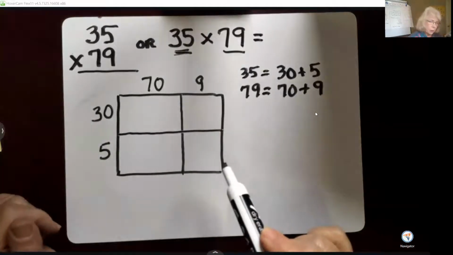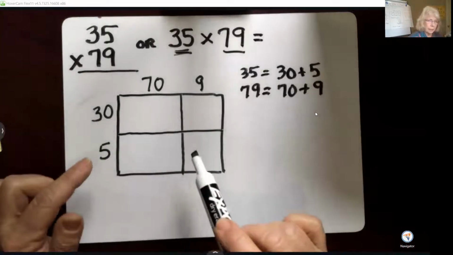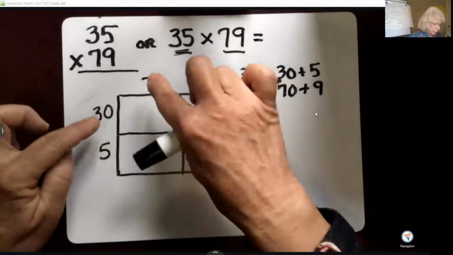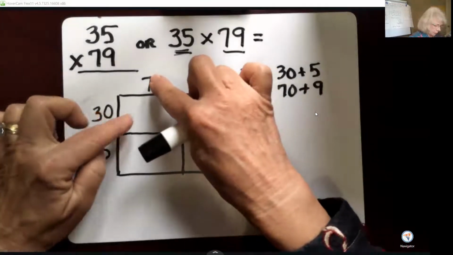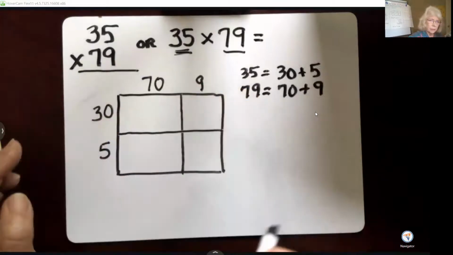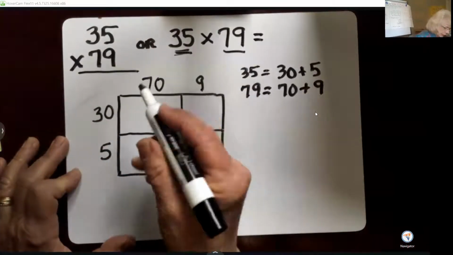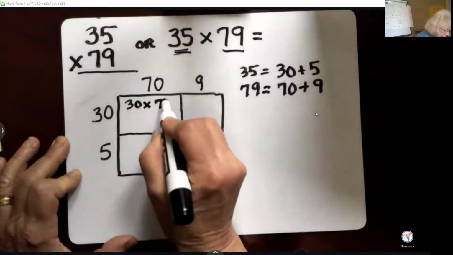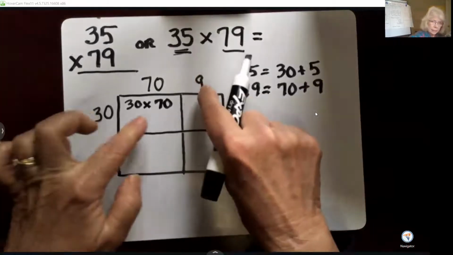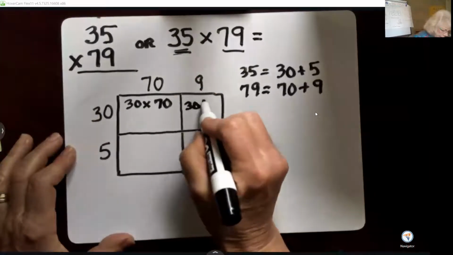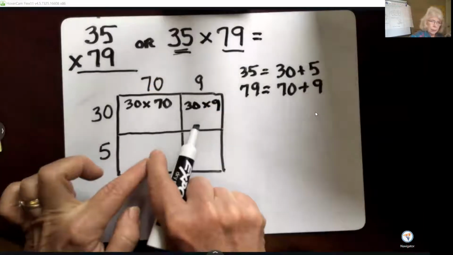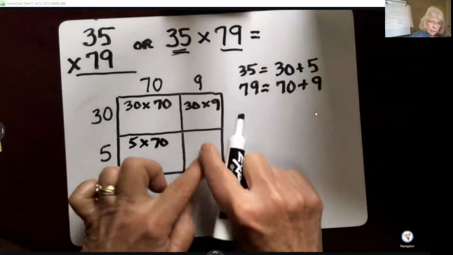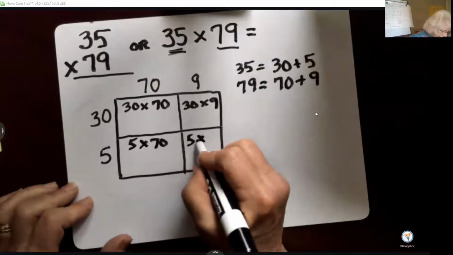Knowing which numbers to multiply is a little tricky at first, but I like my students to use their fingers. It works very much like a multiplication chart. You put your finger on your 2 numbers, and one goes across and one comes down, and where they meet, those are the 2 numbers being multiplied. It looks like this. In this first example, I'm going to write in the details. So 30 times 70 is going to go in that box. This box is going to be 30 times 9. This box is going to be 5 times 70. And this last box is going to be 5 times 9.